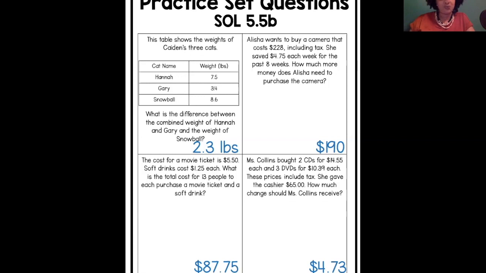How did you do? Good. Well, fifth graders, that's all for today. I hope that you enjoyed this lesson and that you learned a little something about solving practical single-step and multi-step problems.